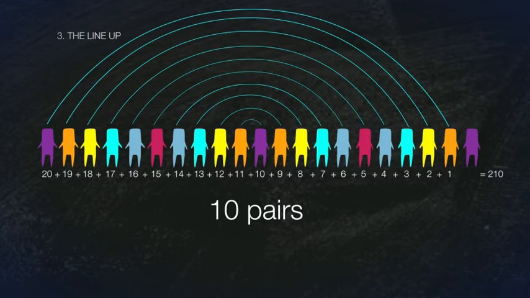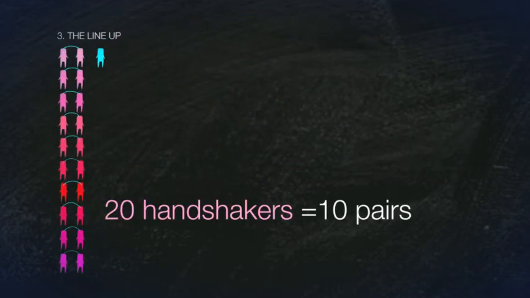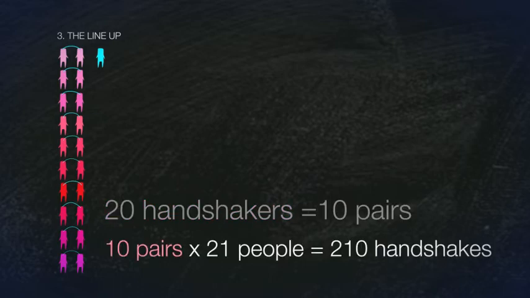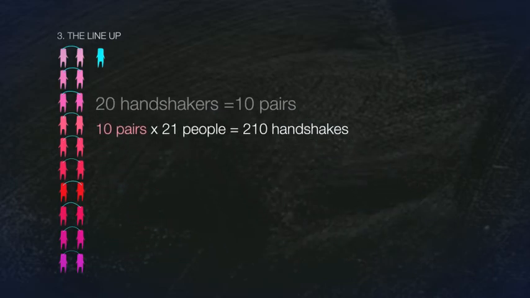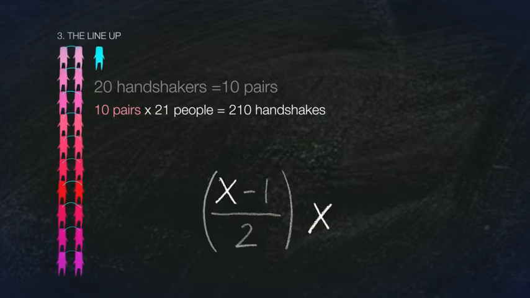If there are 21 people and the last person shakes nobody's hand, there are 20 handshakers, creating 10 pairs. These 10 pairs multiplied by the amount of people in the room equals 210. This brings us back to the original formula, where x stands for the amount of people in the room. In this problem, x equals 21.